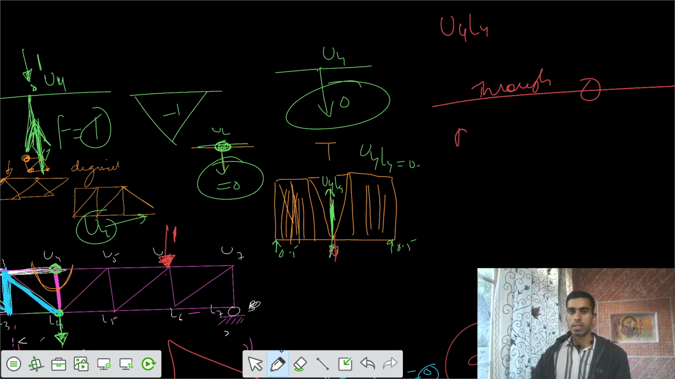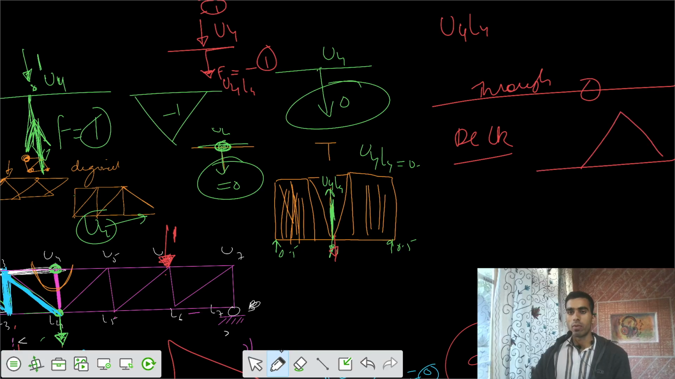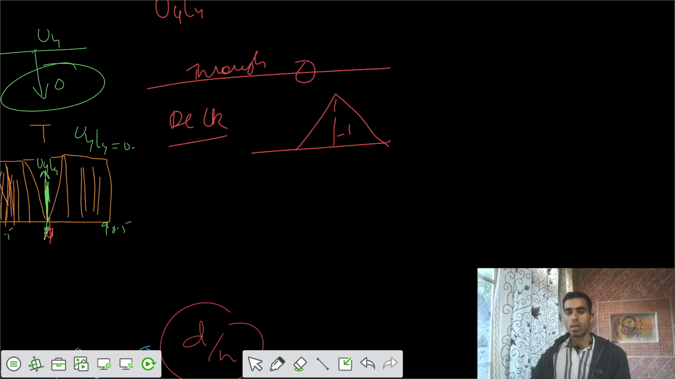Now if there was deck type loading, that means the load was applied from the top at the joint of U4. And if I take the section, I would say there is some force F, such that the force in the member U4L4 was minus 1. Then finally, for all other values it was 0. So the diagram would have been this way: -1, -1, -1. So this was your ILD for that.